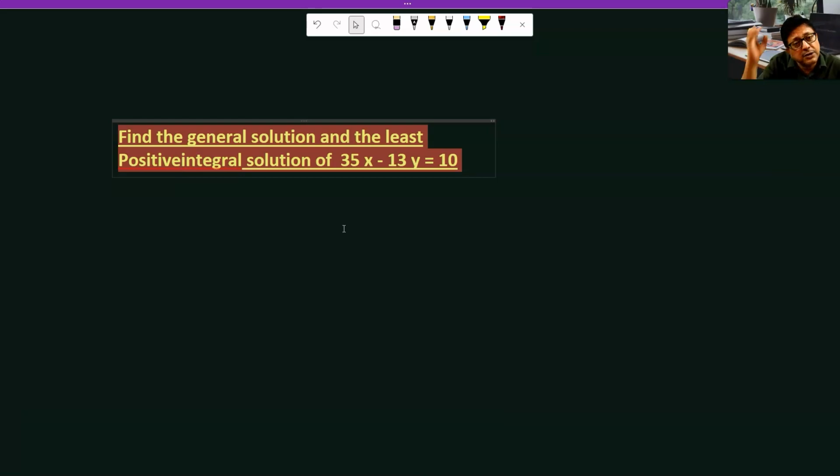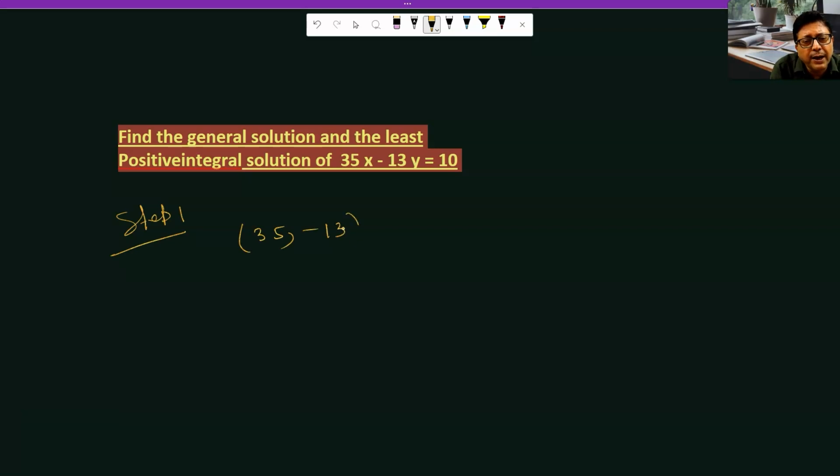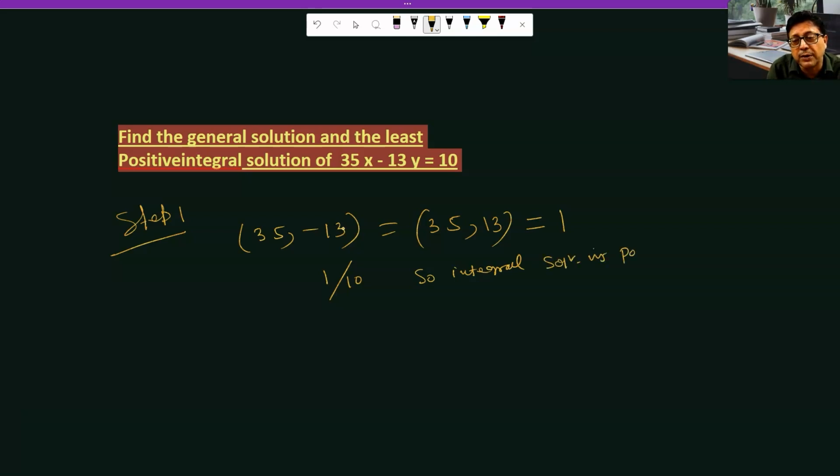35 and 13. Let us go by steps without wasting time. What to do here? Step 1, GCD of 35 and minus 13 is GCD of 35 and 13. This is equal to 1. And 1 divides 10. So integral solution is possible. Possible for what? For this equation. Yes, at least we can say that an integral solution is possible for this equation also.